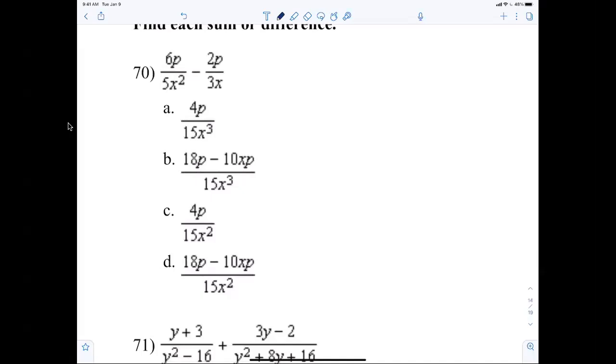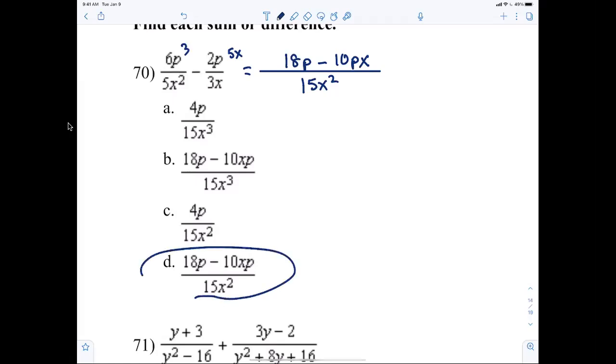Now we have a problem because we don't have a common denominator. All right. So everybody just looks at that and should be able to say that's just 15x squared. So I have to multiply the first by 3x and the second one by 5x. So then you end up with 18p minus 10px. No, wait, isn't the second one just... The second one's the same, it's just made up. Or the first one? Everybody okay with that?